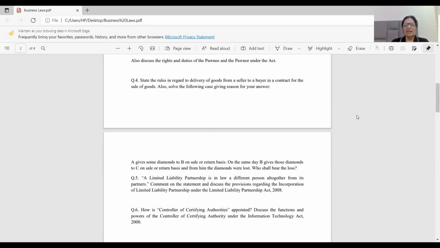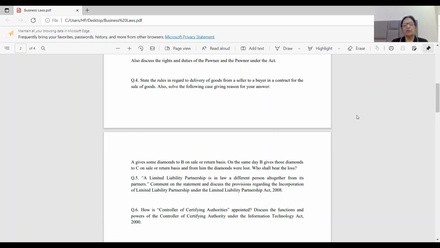this is very true that LLP is a separate legal entity. It is not the totality of partners. It is a separate legal entity which is different from its partners. Okay, LLP has to be registered. Registration of LLP is must under the law. LLP is a separate legal entity.